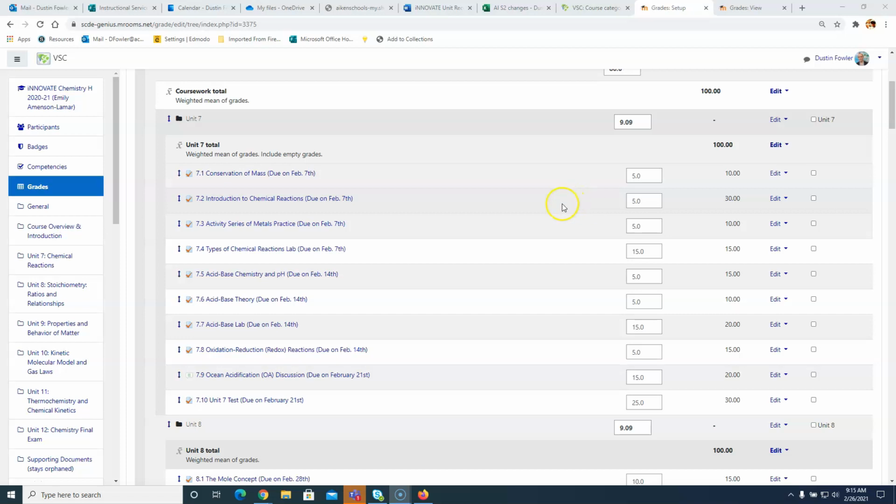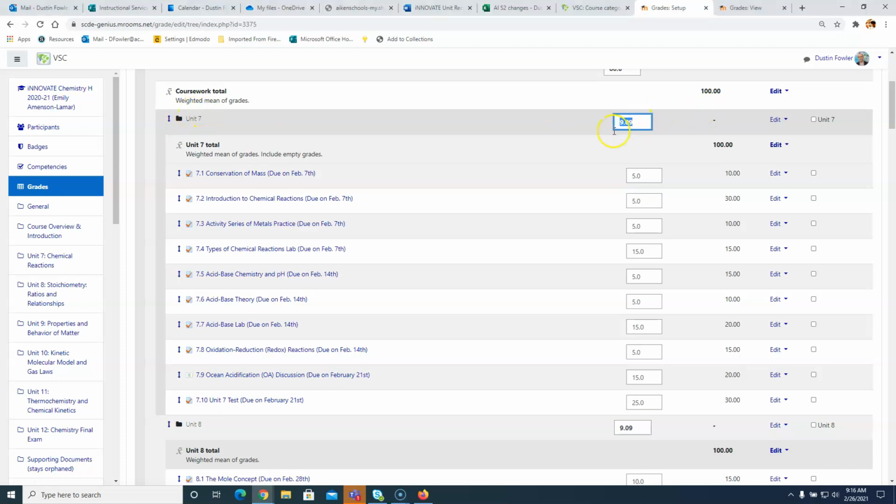Hi, I'm going to attempt to explain how the grade setup works for a VSC course. So what I'm going to look at right now is simply one unit within a course, but this applies to the whole course and to every course, and it's going to look a little bit different depending on which course you're in. First of all, right now we're looking at just Unit 7.